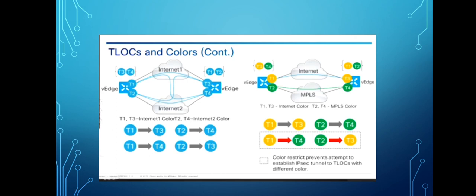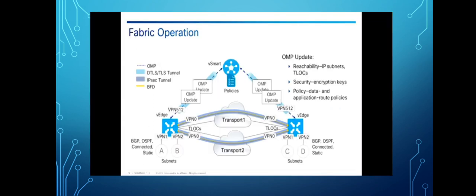From VH to VH, either it would be connected using MPLS or internet, of course. The color does matter. Fabric operation, how it works from vSmart to VH. As you can see in this slide, from VH to VH, we will be using VPN 0. VPN 1 to 511 will be used at the vSmart level. And at the transport layer, you will be using VPN 0.